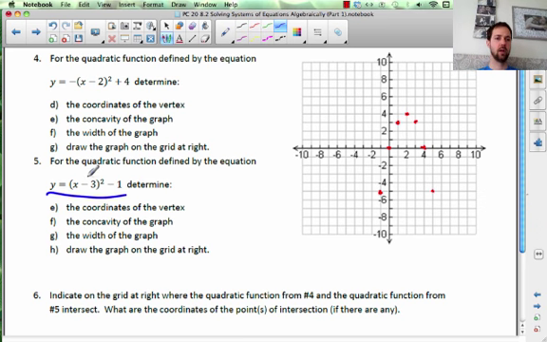Take a look at the next one. +3, -1. So 1, 2, 3, and 1 down. That's your vertex. This one opens up, and it has normal width. So we go 1 over, 1 up, 1 over, 1 up. So you can see there's already a point of overlap. 1 over, 3 up, second point of overlap, 1 over, 3 up. And then we don't really need to continue drawing the rest of it, but it would be there.